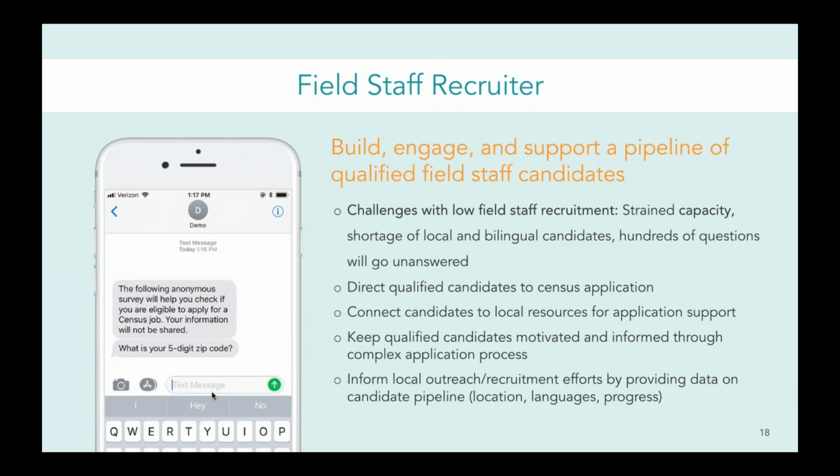So we created a field staff recruitment tool that builds, engages, and supports a pipeline of qualified field staff candidates. It helps simplify the job application process, because unlike previous years, the application process has now completely moved online, including an online training and assessment, which many of the candidates are not used to. It directs qualified candidates to the census application. It connects into local resources. It keeps them motivated, informed about a complex federal hiring process, and it provides very practical tips.